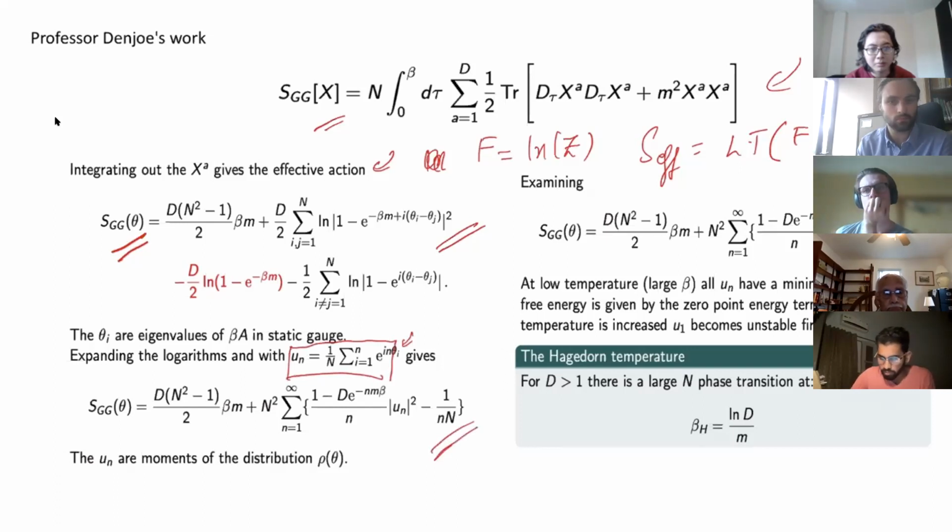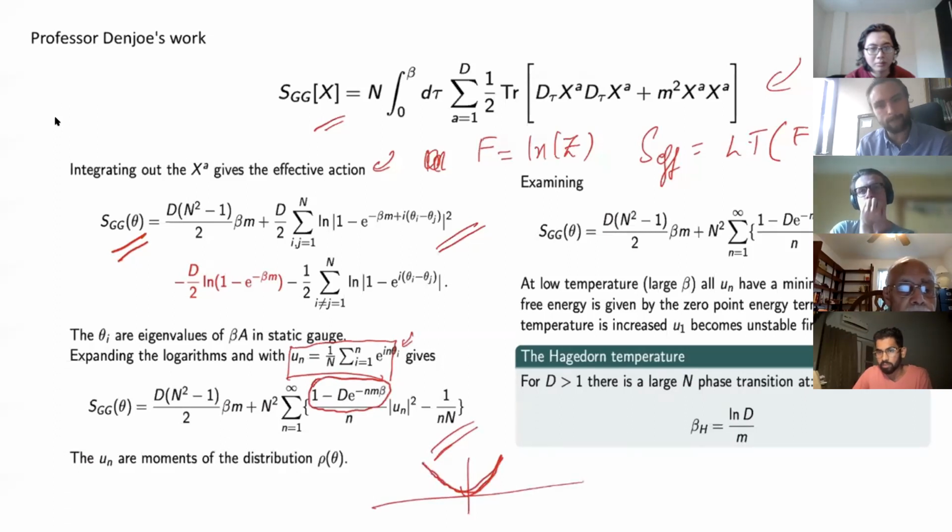Here it is important to note that this particular system has a minimum at 0 as long as 1 minus d times e to the power minus n m beta is greater than 0. The second that this goes to a negative value, this minimum then becomes a maximum. And so the critical value at which this changes is what indicates a phase transition, which is the Hagedorn transition.